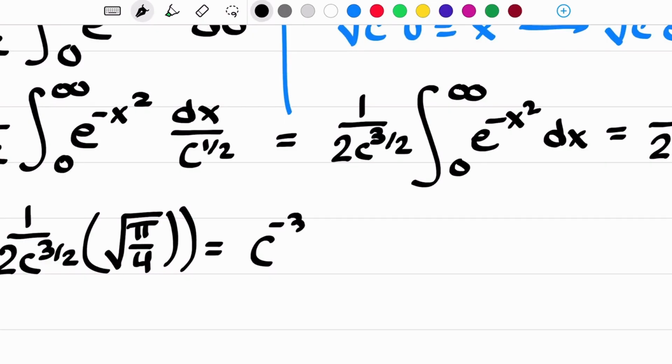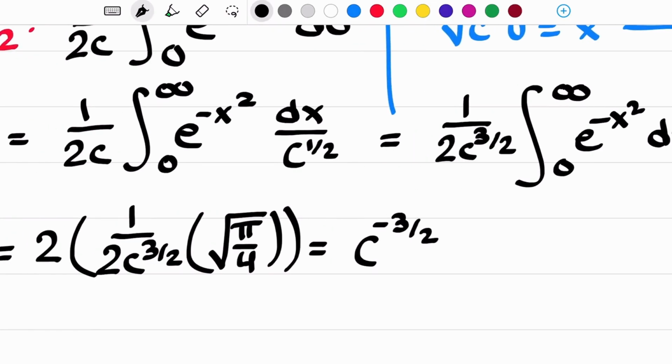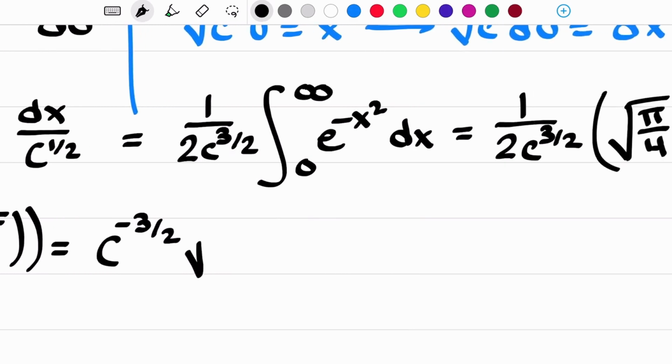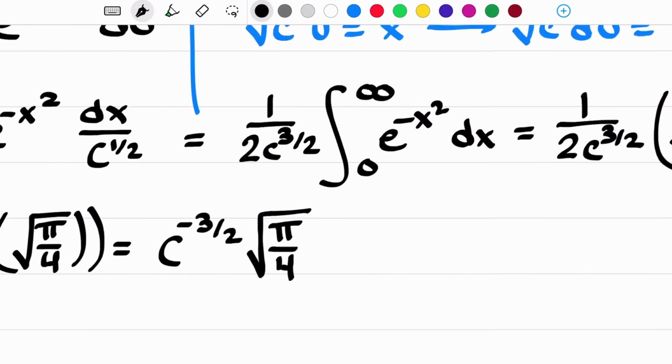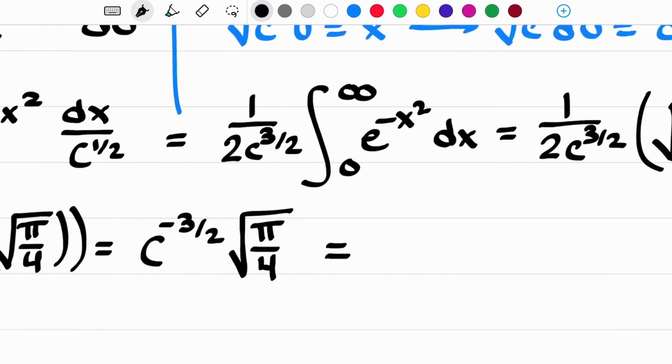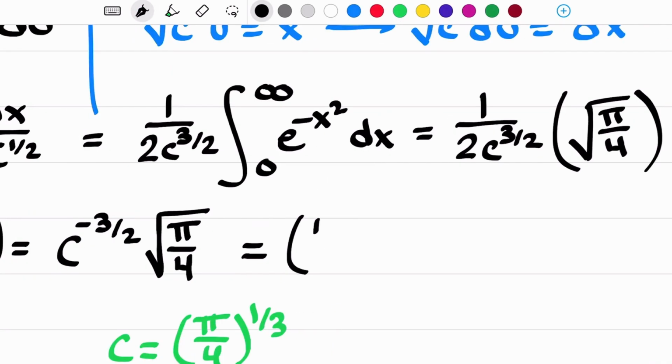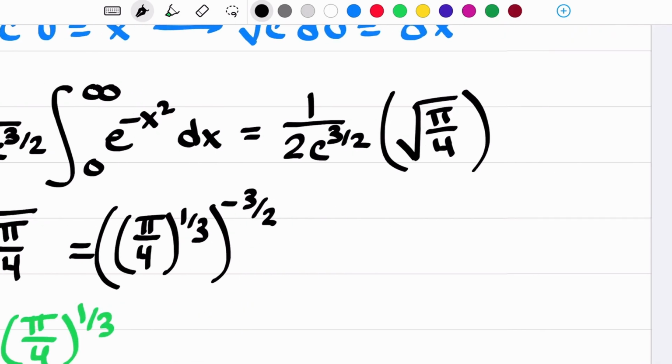c to the negative 3 over 2. I'm just bringing this c up to the numerator, this one over here. The 2's cancel, of course, and times the square root of pi over 4. And that is all we need to evaluate now. So I'm going to plug back in what our c value was. Now recall that earlier in the video, I said that c would be that pi over 4 to the 1/3 term that we had. This is pi over 4 to the 1/3, and then this whole thing raised to the negative 3/2.